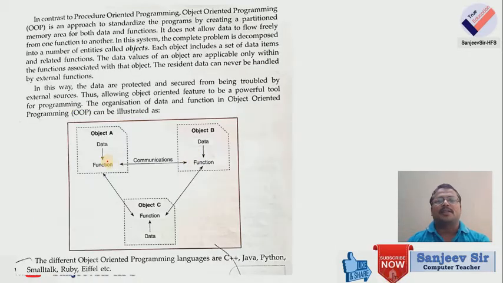We understand with the help of this that here data is an object, data and functions are combined together, and every communication is possible between the functions only. Functions can communicate with each other, and a function can communicate with the data. That means object C cannot access the data directly of object B. It can access the data with the help of functions only. So data will be secured in such a situation.